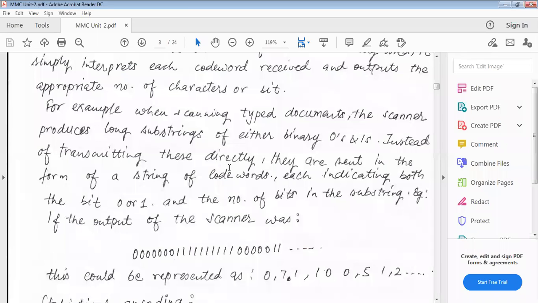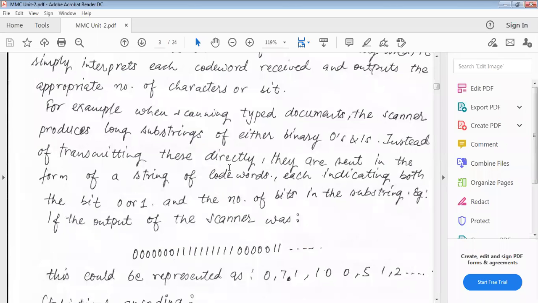When we use this type of scanned document, the scanner produces long substrings of either binary zeros and ones. When we have a big file which contains this type of information, then instead of transmitting these directly, they are sent in the form of strings of code words. How will it be transmitted? Each indicating both bits 0 and 1. How it is done, we can see in the pattern below.